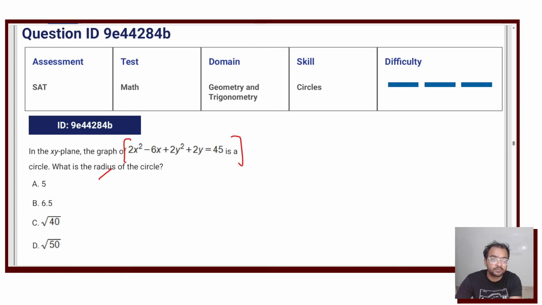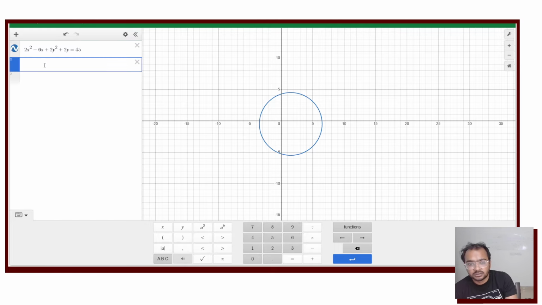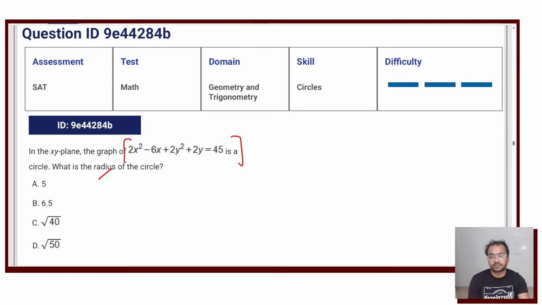Oh, they are actually asking for the radius. So we need to see this. It's 4.5 above and how much? 5.5 units below. It's negative 5.5, but we just need to take the absolute value, the magnitude of that. So the diameter's length will be the sum of these two values, 4.5 plus 5.5. And we need to just divide it by 2. So that gives you the radius as 5 units. So it's going to be 5.